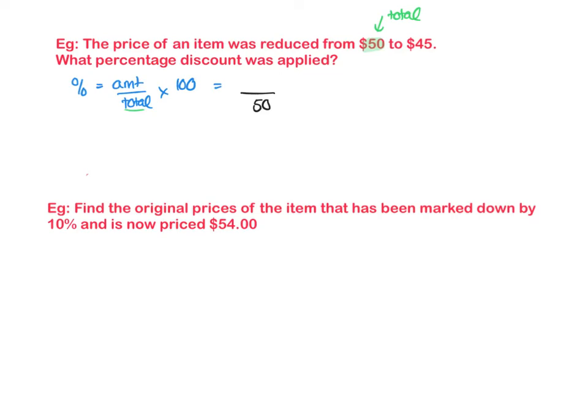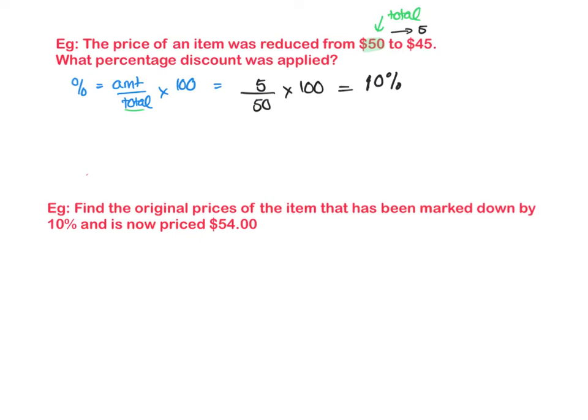And how much was it reduced? If it's gone from 50 to 45, it's reduced by $5. So the amount was 5 and then times 100. If you do that, you'll see that it ends up being 10%, which was like what we did before. All right, so we're just trying to link it in so you can see how you can work either way.